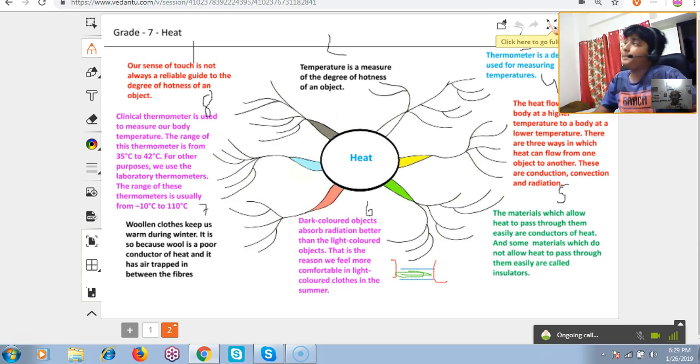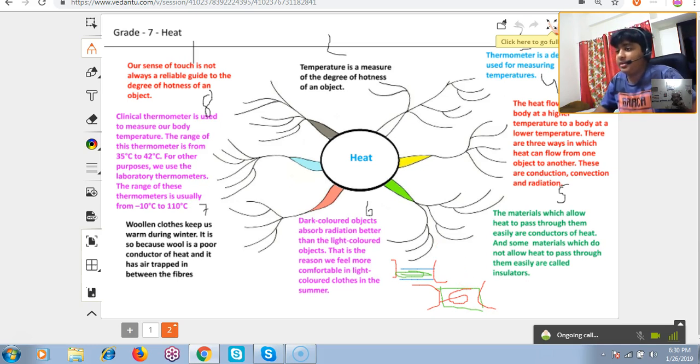Now, for example, you take wood, a wooden plank. The heat will take some time. If you hold it from this end, it will take some time before the whole thing can heat up. So the first one, the metal, is known as a conductor of heat, and this is known as an insulator of heat.